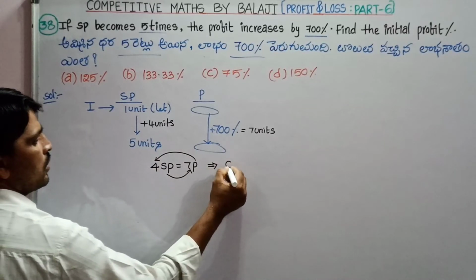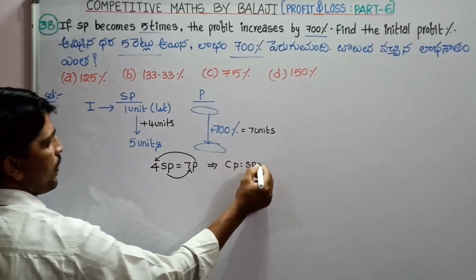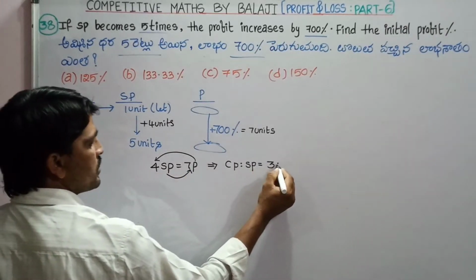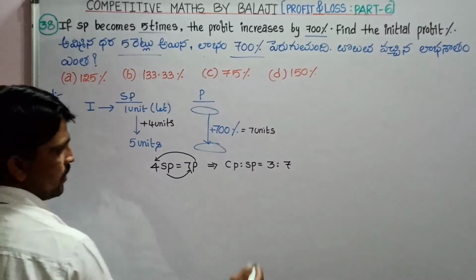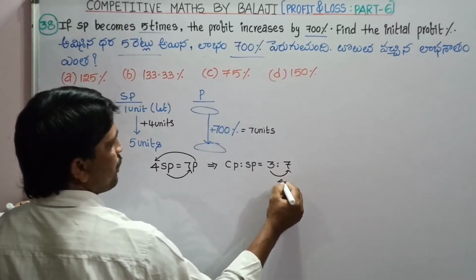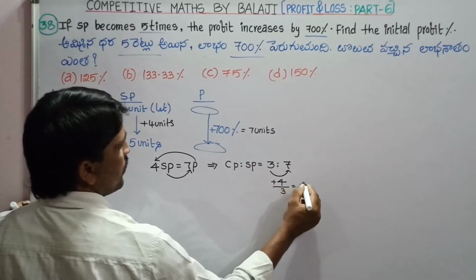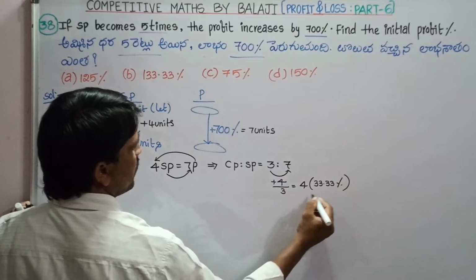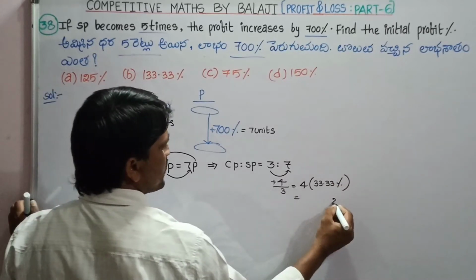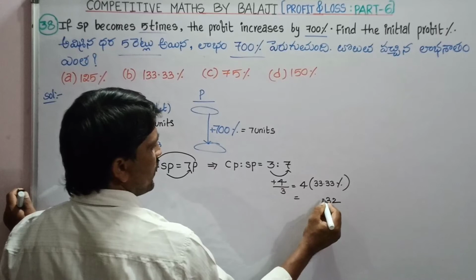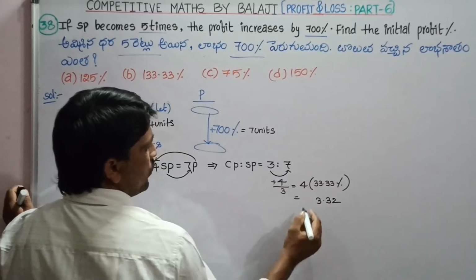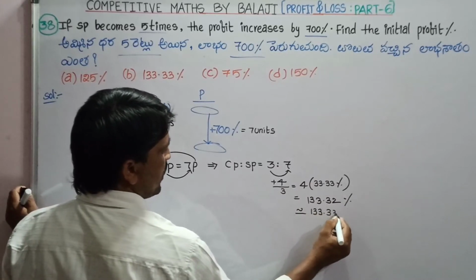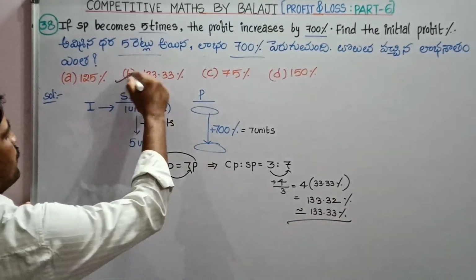In this case, consider CP is SP. SP is 7 units, profit is 4 units, then CP is 3 units as well as SP is 7 units. There is a 4 units profit over 3 units. That is 4 times of 1 by 3, which means 133.33%. So answer is B.